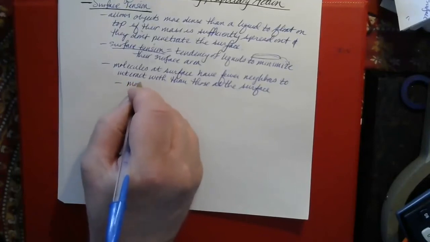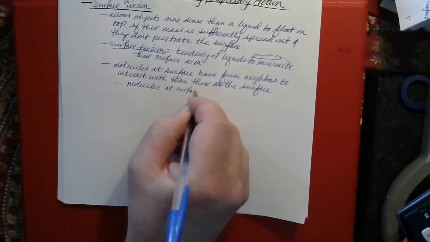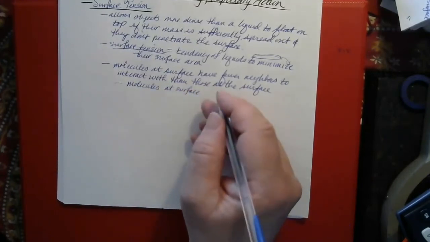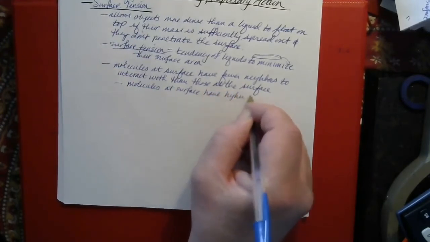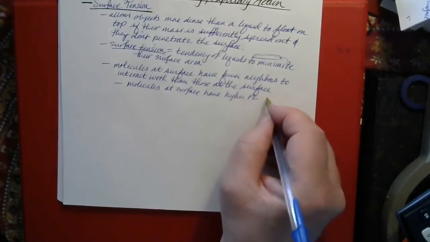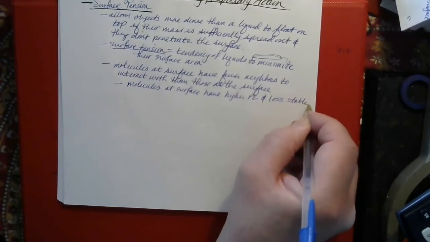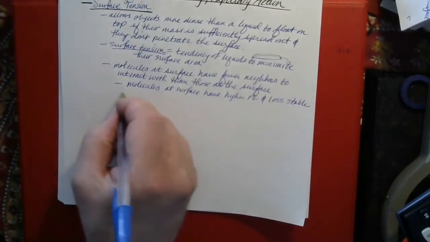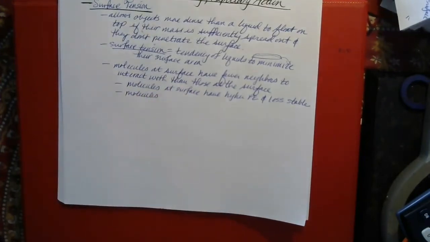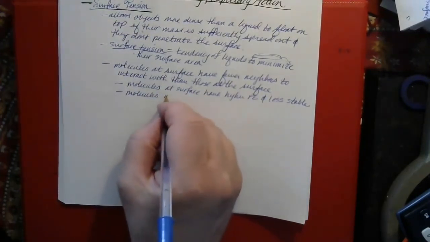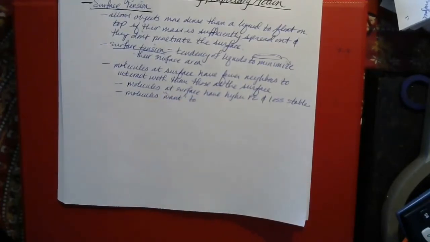Because of this, molecules at the surface have higher potential energy. And they're less stable. Basically, the molecules want to be on the interior because that would give them lower potential energy.